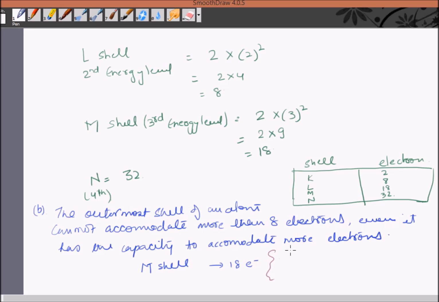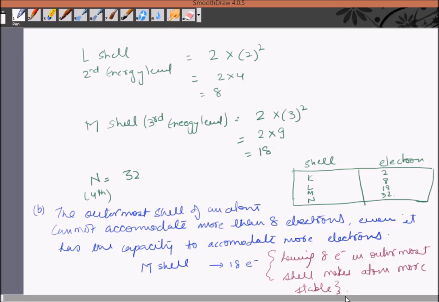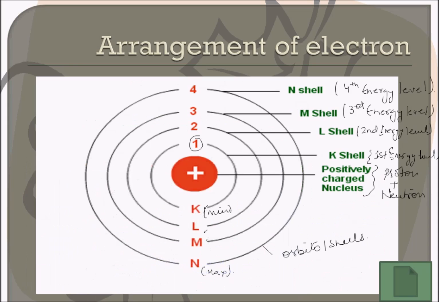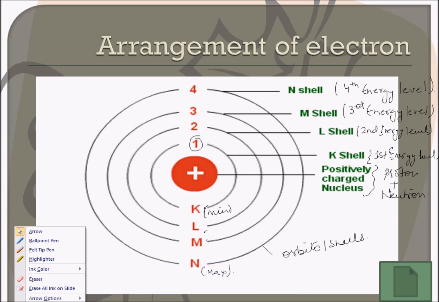Why does it happen? Just due to the fact that having 8 electrons in the outermost shell makes the atom more stable, right? I hope you have understood this particular point. So here we can label down the electrons also.